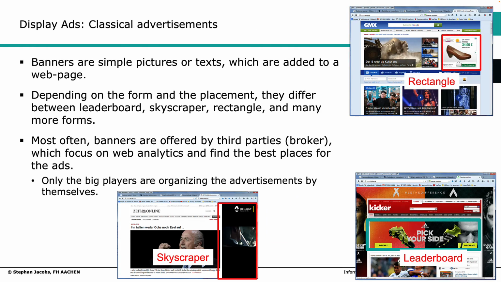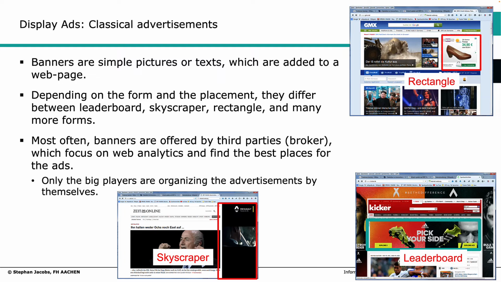Let's have a look at different kinds of advertisement methods. Let's first look at display ads. You know these display ads if you're surfing the web. Here you can see, for example, examples by Zeit Online, GMX or Kicker. These display ads are simple banners which show text or pictures and which are placed somewhere on the website.